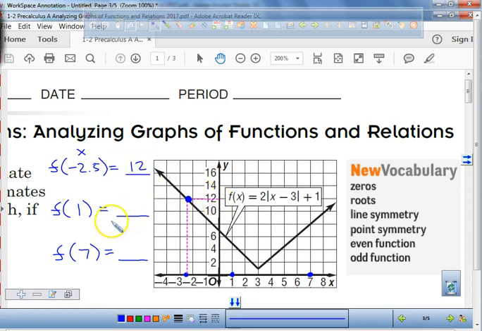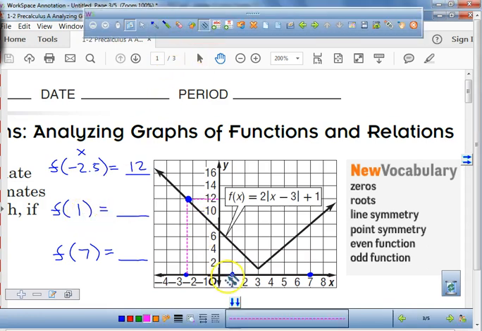Okay. If we evaluate a 1, I want you to do the same thing. Go over to where the 1 is on the x-axis. Go up. Touch the graph. So right here, this point right here is at a 1 for your x value. Then go from there over to your y value, which is your y-intercept. Where does that look like it's going to be located? Very good.